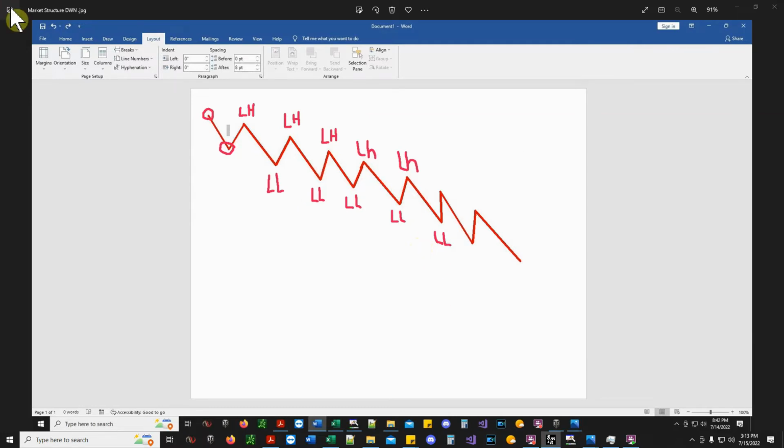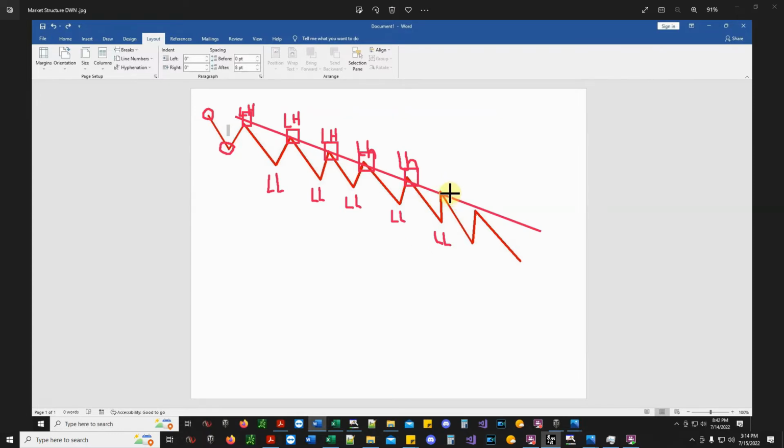Also, just like in an uptrend, you can take a trend line and come straight down. Notice, start betting player there, and so on.